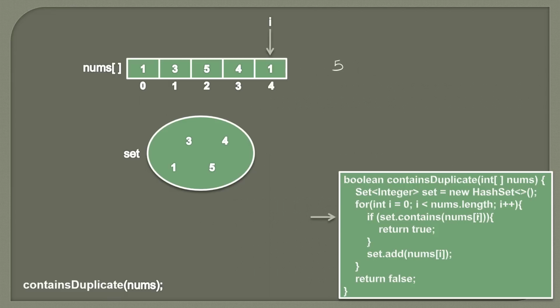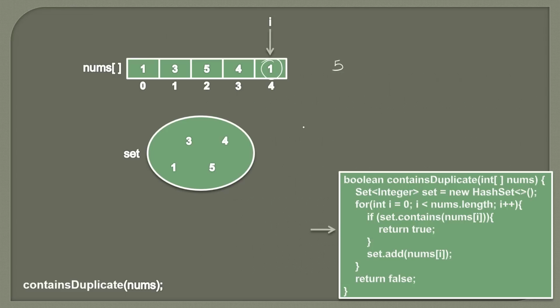Now here the value at ith index is 1, and when we check whether 1 is present in the set or not, 1 is already present in the set. So set.contains returns true. It means we have found a duplicate in this array because 1 we inserted into the set at the beginning and again we found a 1. So set.contains returns true because 1 is already present in the set. So it means that our array contains a duplicate. So this if block is executed. Here we directly return true, which states that our array contains a duplicate.